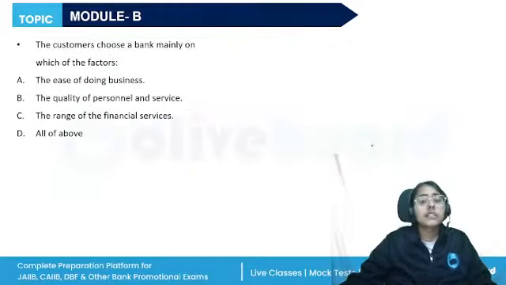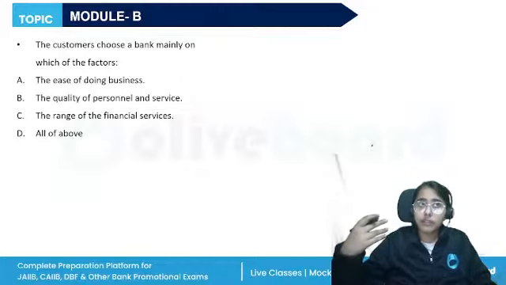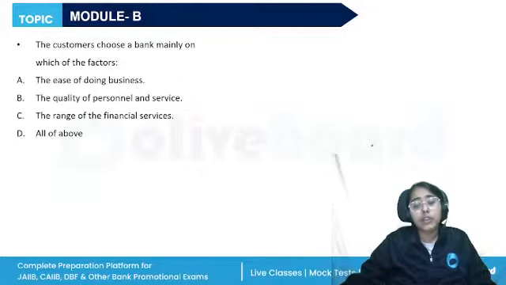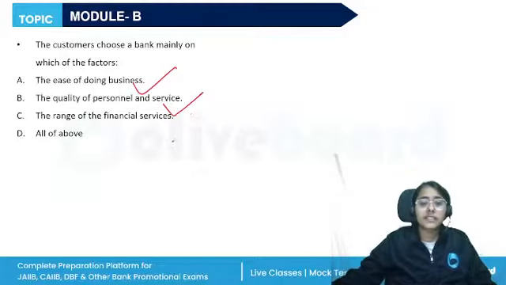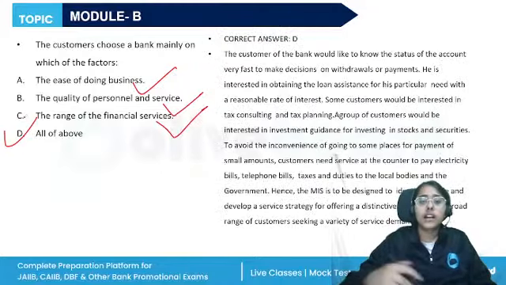Next, a customer chooses a bank mainly on which of the factors? When a customer is going to choose a bank, for example, if we are talking about a generic product, a core savings account, more or less all the characteristics are the same, then what will be used by the customer to differentiate? The ease of doing business, the quality of personnel and services, the range of financial services. So, all of the above.